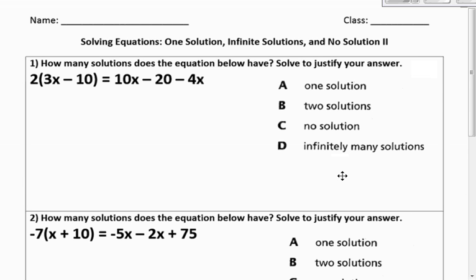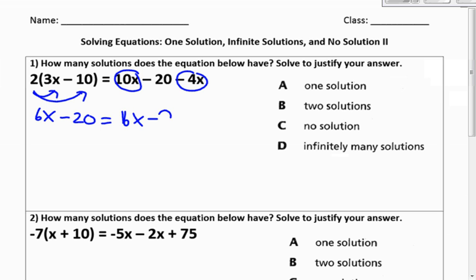Okay, the first problem says 2 times 3x minus 10 equals 10x minus 20 minus 4x. Do distributive property first. You get 6x minus 20. Bring everything else down. Actually, you could just combine like terms because they're on the same side. You have 10x minus 4x, which is 6x, and just bring down the minus 20.